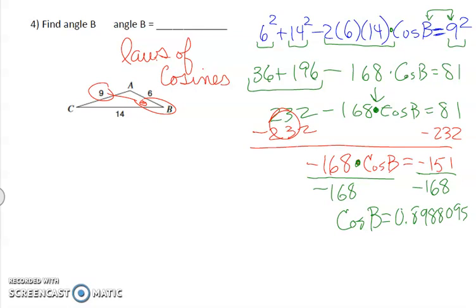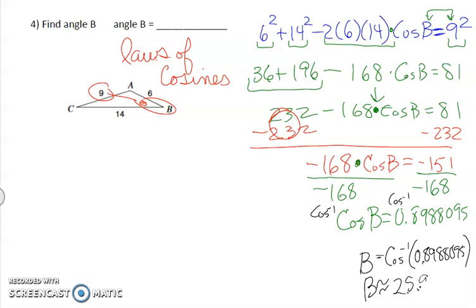To get to the measurement of angle B, we need to get rid of cosine, so that means we're going to do inverse cosine to both sides. So B is going to be the inverse cosine of that number, so we end up with 25.998 degrees.